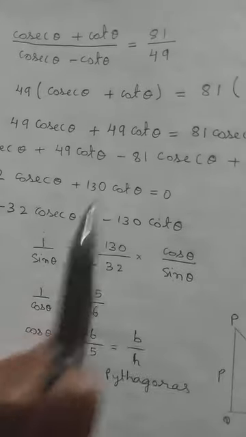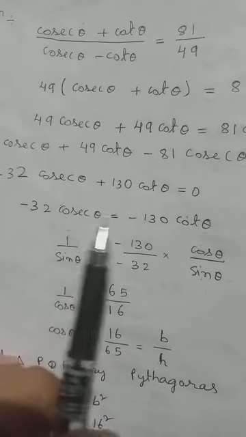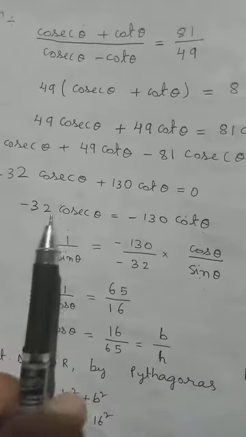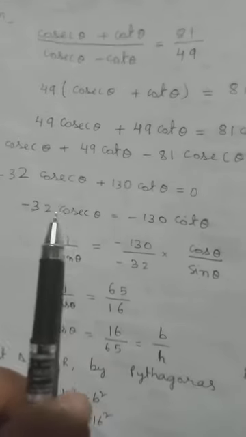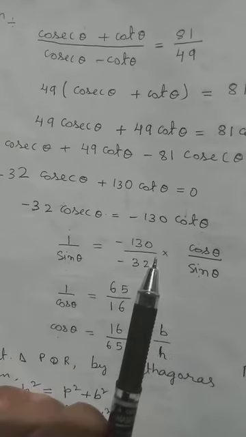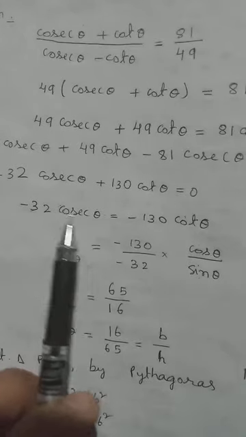And then we will get 130 cot theta. So we need to separate them in order to get only one value. We can take this one plus, this side becomes minus. So in order to get only cosec theta, here it is into. If I bring it this side, it becomes divide. Okay, so we know the relation now.